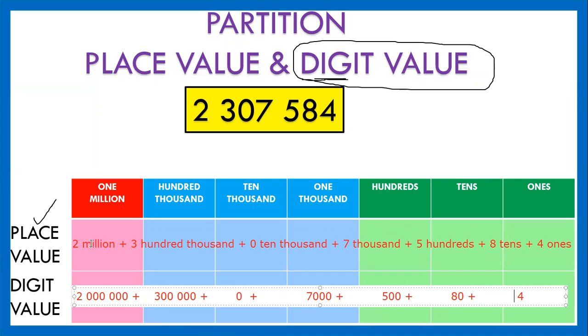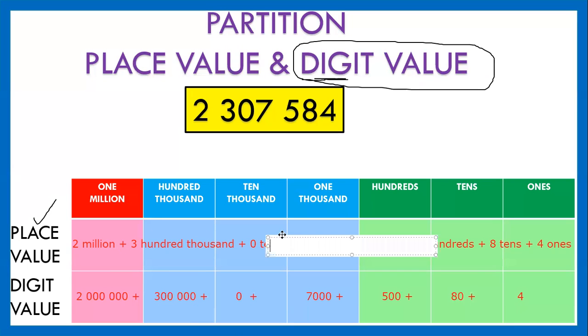Common sense. So the 2 million is coming from the millions house, 300,000. This is called digits. So that's why we call it digit value. Partition, break it into digit values. Break it into place values for the earlier one. So that's our lesson for part 2, where you learn to partition and state the place value and digit value of any given number up to 1 million.